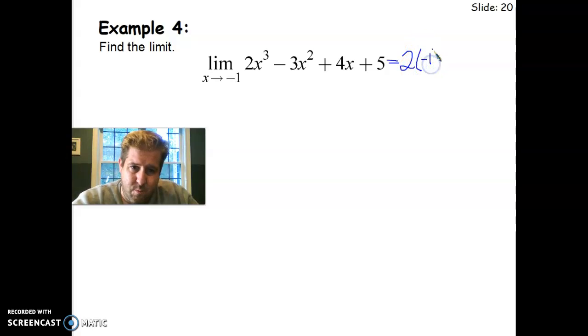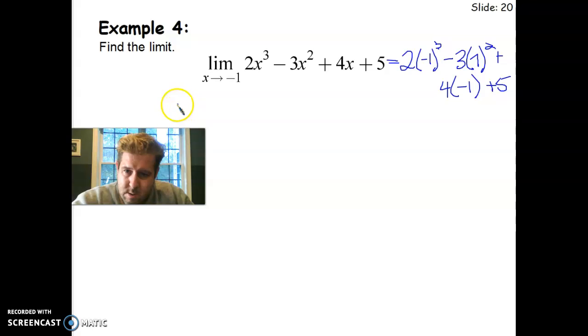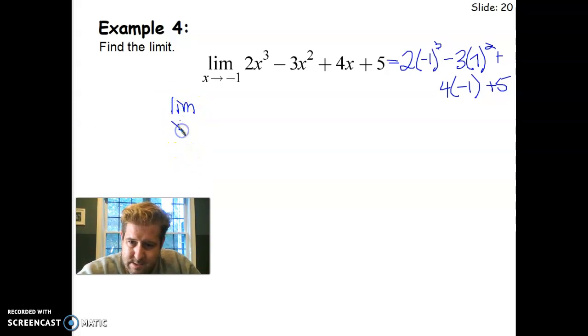So that's negative 1 to the third minus 3 times negative 1 to the second, plus, I know I'm running out of room here, 4 times negative 1 plus 5. Okay, so the limit as x is approaching negative 1. All right, so I'm going to do this one piece at a time.